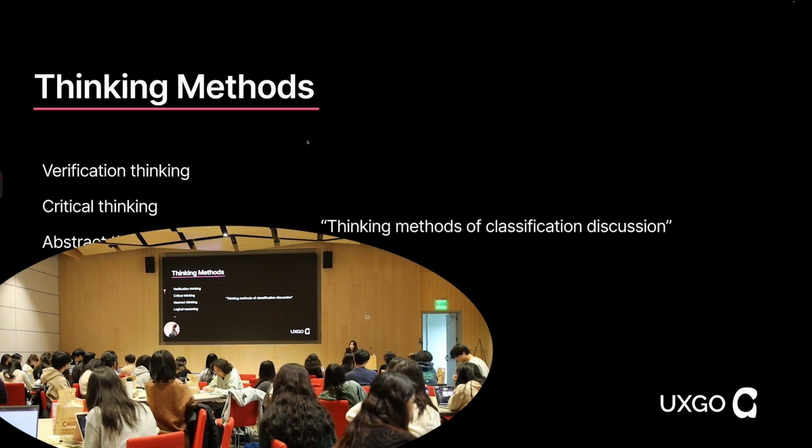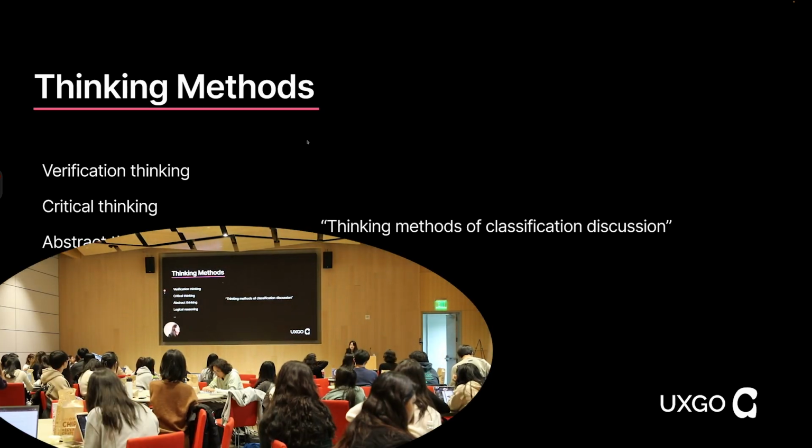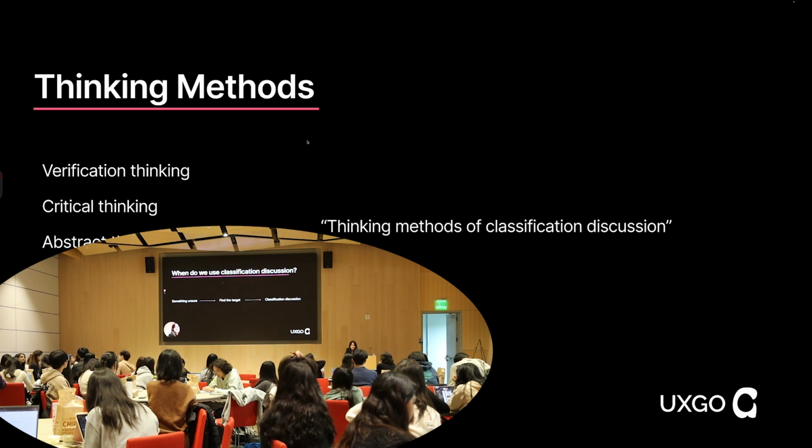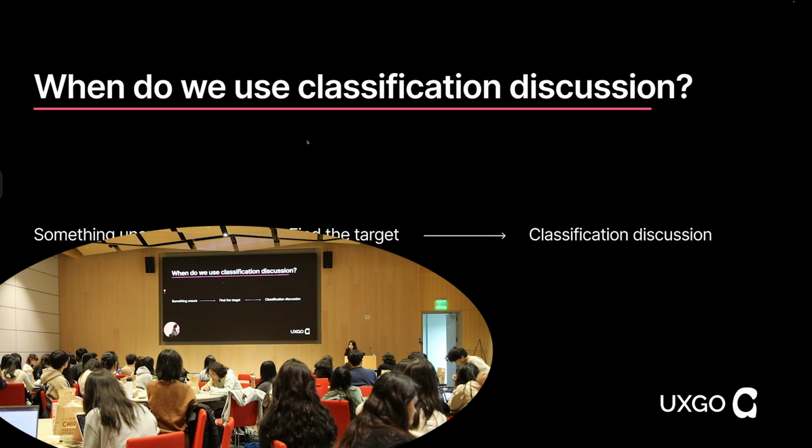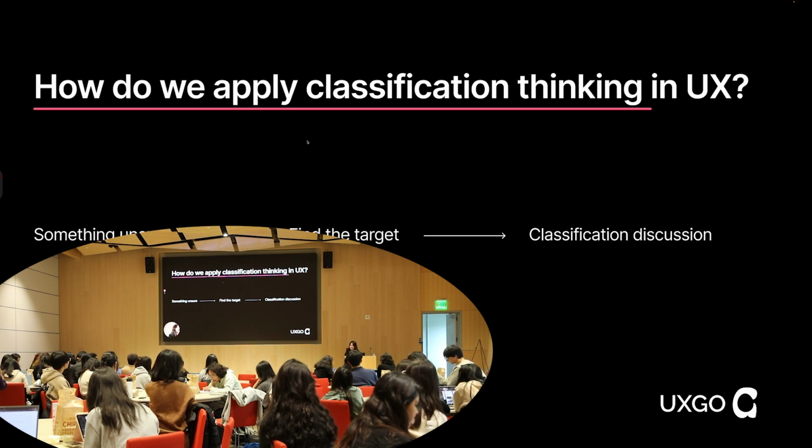the STEM lens. There are a lot of thinking methods within STEM thinking. I can put some examples here, like verification thinking, critical thinking, abstract thinking, logical reasoning. Today I will talk about the thinking method of classification discussion and how you can apply this thinking into your design process. So when do we use classification discussion? Through different science and math subjects, usually there's something unsure. Then we find the target, and we start to do classification discussion. But how do we apply classification thinking in UX?